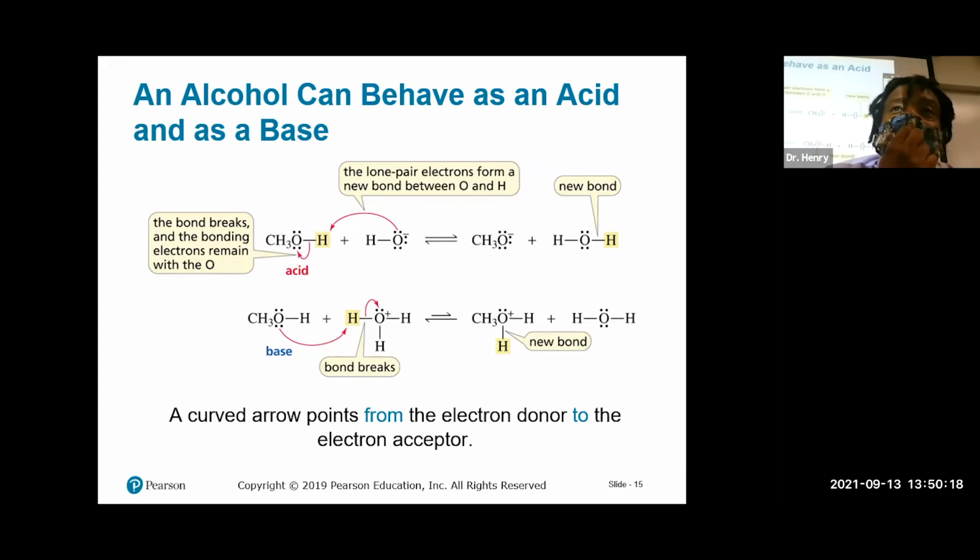So bases donate electrons. Bases are going to be electron donors and acids are going to be electron acceptors.